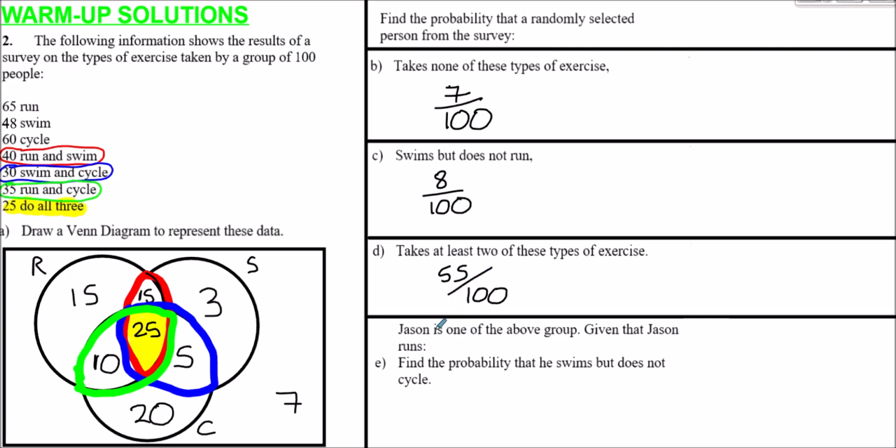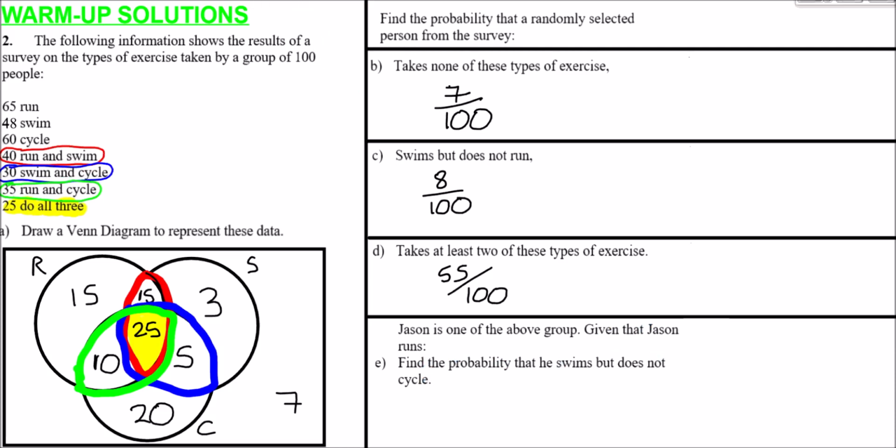Now, this one's slightly harder, but I'll just try and guide you through. So Jason is a member of this above group. So Jason's one of these 100 people. We're told that Jason runs. So given that he runs, find the probability that he swims but does not cycle.